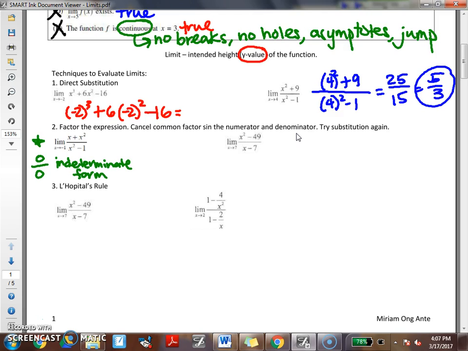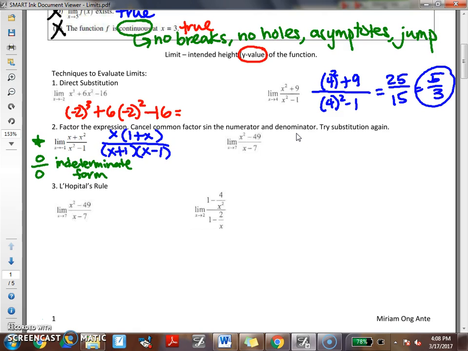So we're going to focus on the top. What can we factor out? We can factor out an x, and we're left with 1 plus x. Now let's look at the denominator. We can factor it by, I know you guys call it dots. So I'm going to do x plus 1, x minus 1.